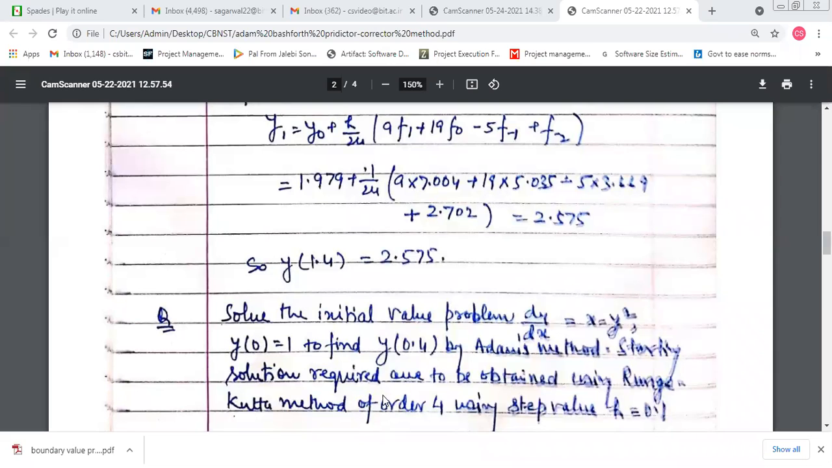In the previous problem it was given, but if it is not given, you have to find out those values. So in the problem, it is saying that the starting solutions required are to be obtained using the Runge-Kutta method of order 4 with step value h is equal to 0.1.